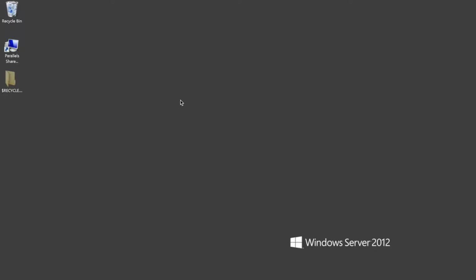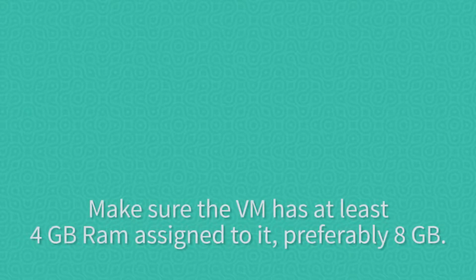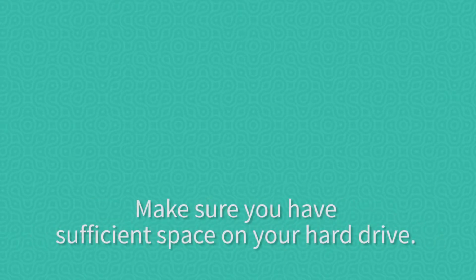If you're going to be installing a Team Server on a VM, such as I'm going to do today, there's a few things to keep in mind. Make sure the VM has at least 4 GB of RAM assigned to it, preferably 8 GB. Also, make sure you have sufficient space on your hard drive. Depending on how many agents you plan to deploy, we'll need to store quite a bit of information and that might take up some space.